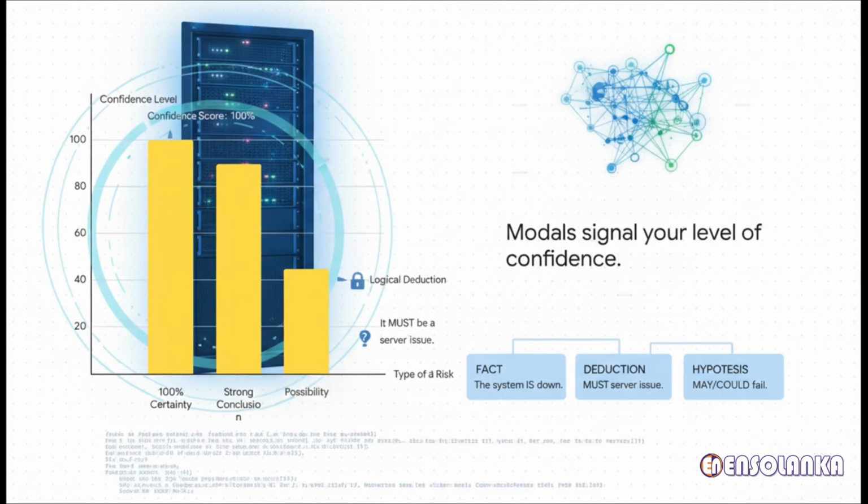So, here's the key takeaway. Modals let us signal our level of confidence. If you are 100% sure, you just state the fact. The system is down. Simple. But when you're making a deduction based on the evidence you have, that's when you use must. And for those weaker possibilities, may or could are going to be your best friends.